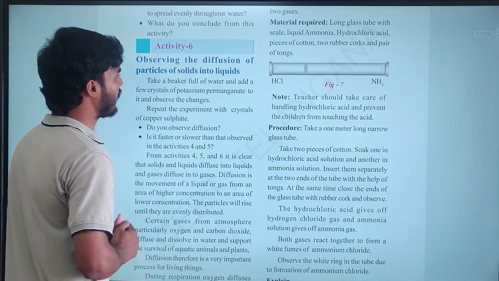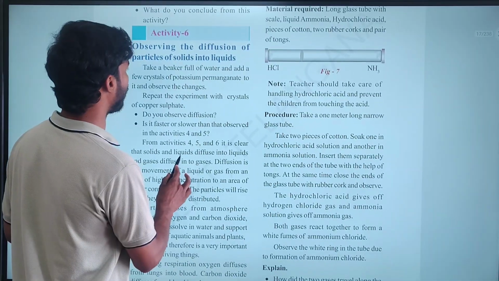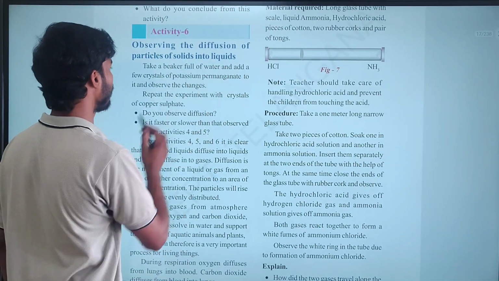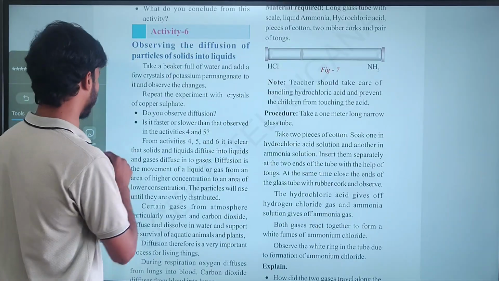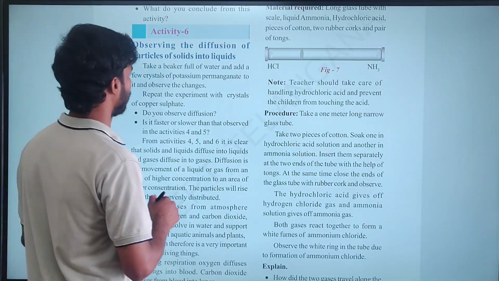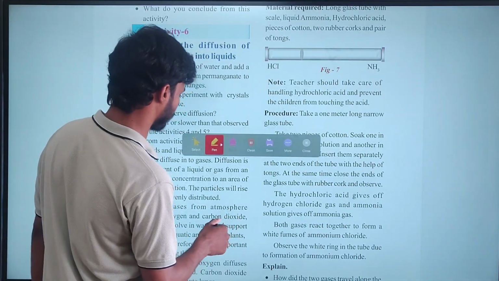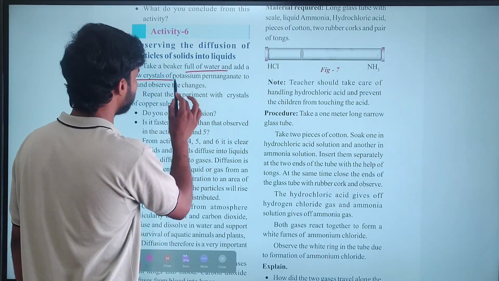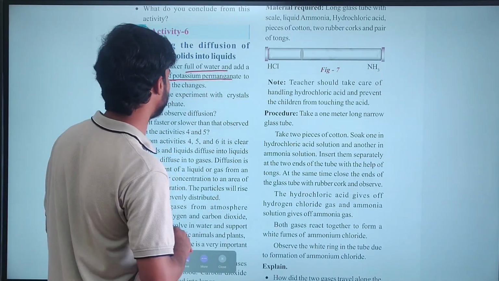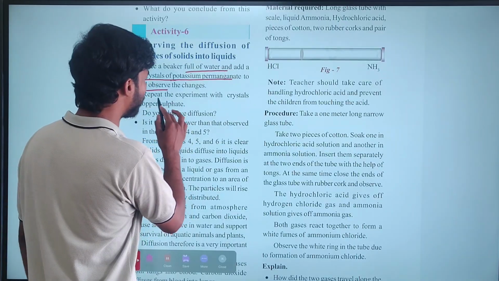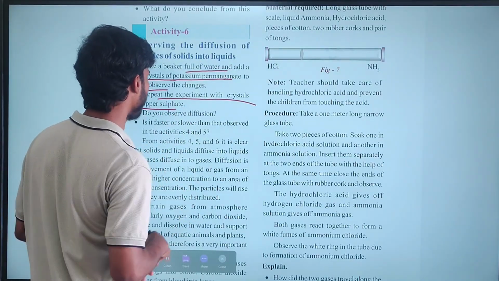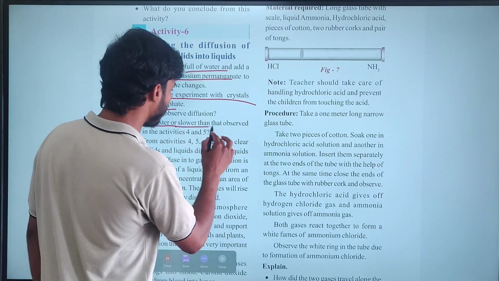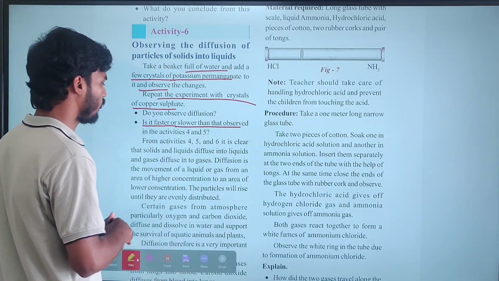Next, we are given Activity 6: observing the diffusion of particles of solids into liquids. So what are the materials required? Take a beaker full of water, add a few crystals of potassium permanganate, and observe the changes. Repeat the experiment with crystals of copper sulfate. Do you observe the diffusion? Is it faster or slower than what you observed in Activity 4 or 5?